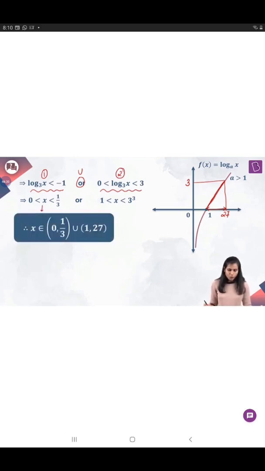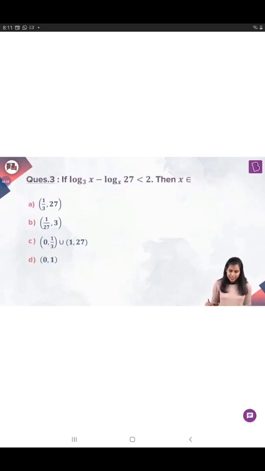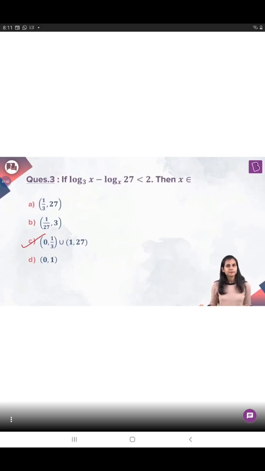So this gives you what? Open interval 0, 1 by 3, and this gives you what? Open interval 1, 27. Union of both will be my final solution set. In here, one thing you have to make sure is that none of the values of x are violating the condition of being positive and not equal to 1. You can see all real numbers here are positive and not equal to 1. Clear? So out of all the positive real numbers not equal to 1, these are the ones which are satisfying my inequality, and hence they are making up my solution set, sitting as option C.